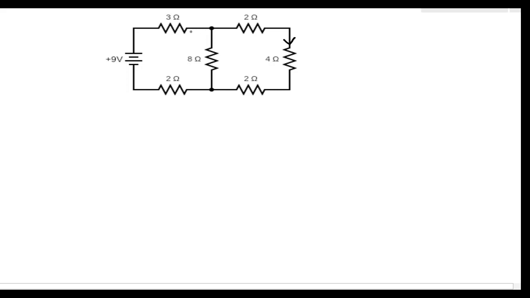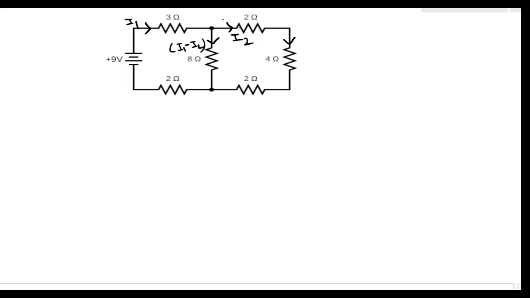Let's say the current through the 3 ohm resistor is I1. For this junction point, let's say the current through the 2 ohm resistor is I2, and the remaining I1 minus I2 flows through the 8 ohm resistance.